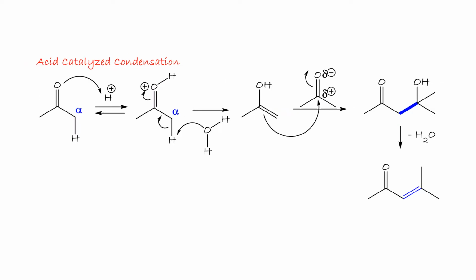In an acid catalyzed condition, protonation takes place on the oxygen, followed by deprotonation of the alpha hydrogen to form enol. The enol will attack on the carbonyl carbon, the electrophilic center here, to form beta hydroxy carbonyl, followed by dehydration to form the final product, alpha beta unsaturated carbonyl.